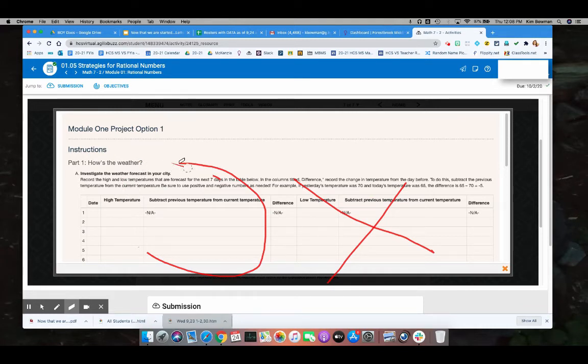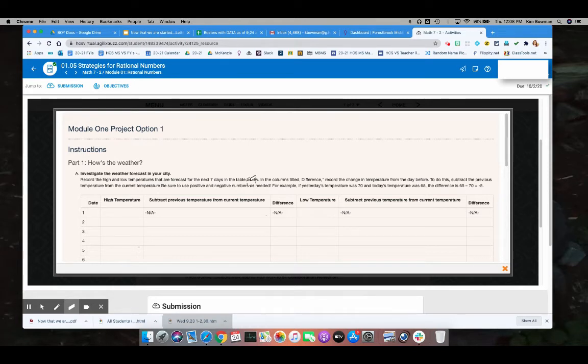So here are the directions for project option 1. And you need to read through these. I'm going to read through them with you, but you need to read them for yourself so that you will understand it. It says, how's the weather? A, investigate the weather forecast in your city. So you would be looking, I'm assuming you're all in Myrtle Beach somewhere, so you would be looking at the weather in your city. Record the high and low temperatures that are forecast for the next 7 days in the table below. Forecast means the next 7 days from here forward.